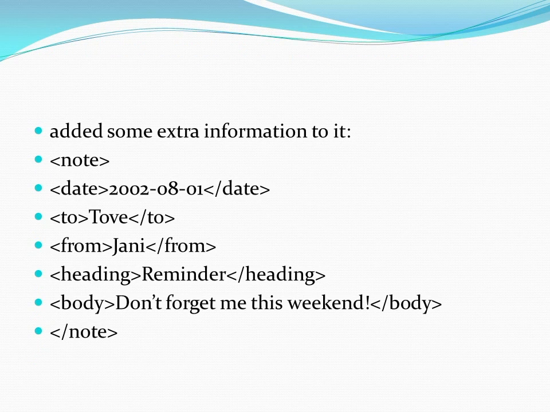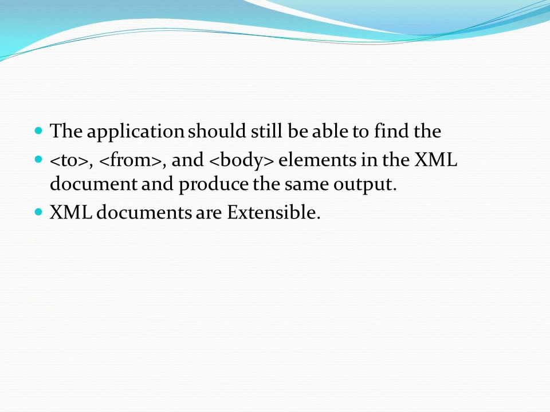So we have added some extra information to it. To see this example: note, date, then to, then from, then heading. So date and heading are added as extra information, then body, then close the tags. The application should still be able to find the to, from and body elements in the XML document and produce the same output. That is, XML documents are extensible.